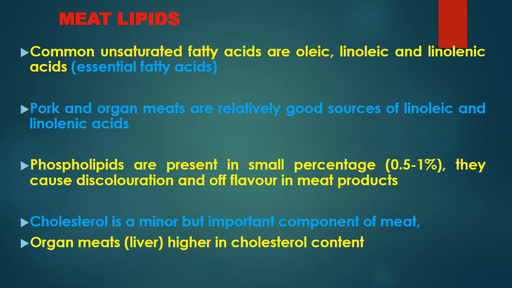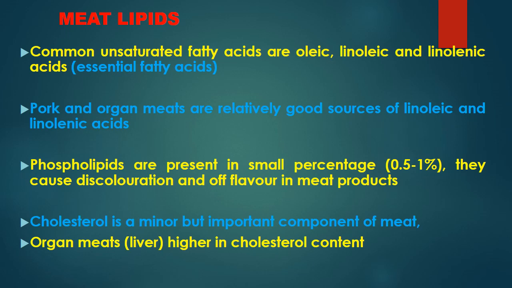In case of pork, and organ meats are relatively good sources of linoleic and linolenic acid. So pork and other organ meats are rich in these unsaturated or essential fatty acids. Phospholipids are present in a small percentage, that is 0.5 to 1%.